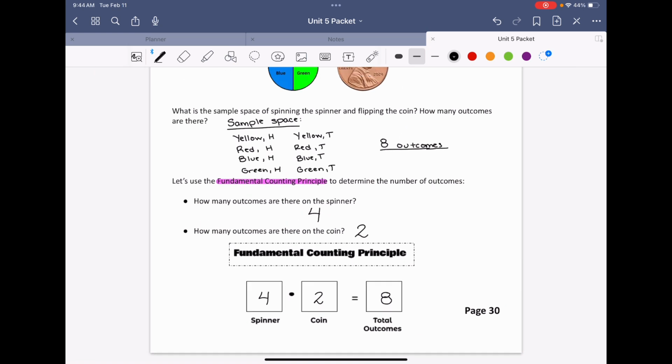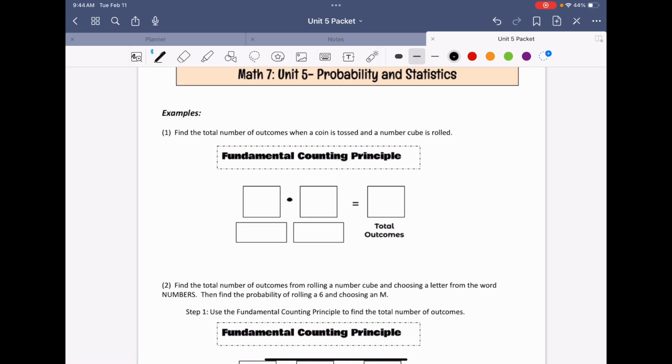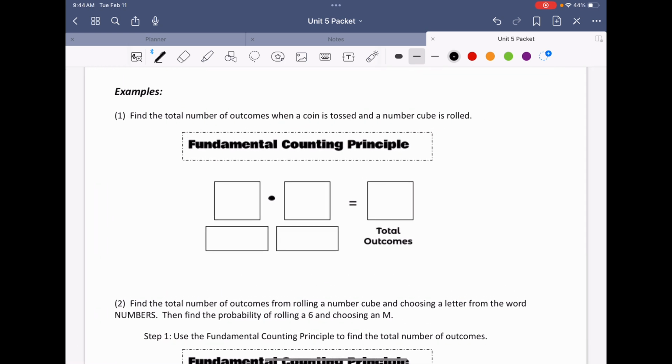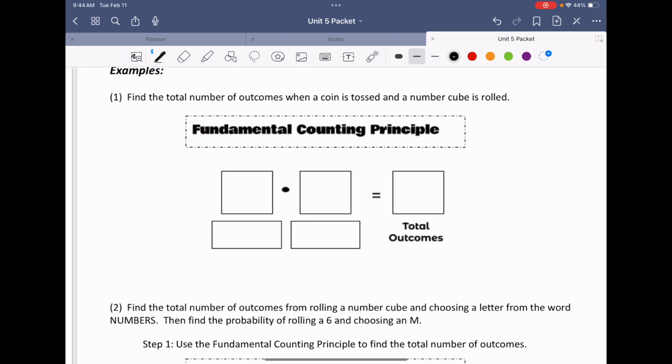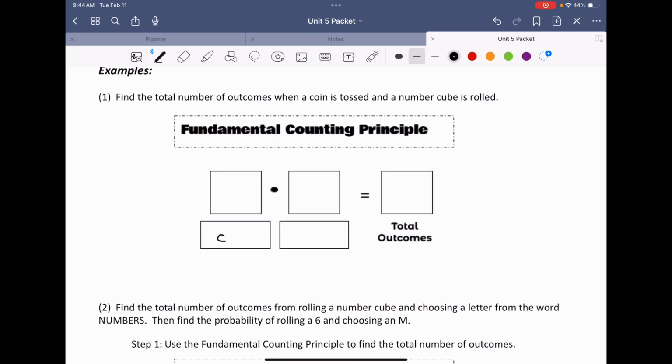So let's go to the next page and practice this. So it says, find the total number of outcomes when a coin is tossed and a number cube is rolled. So we need the total outcomes for the coin and the cube. In a coin, we've got heads or tails, so 2 outcomes. A cube, 1, 2, 3, 4, 5, or 6, so total of 6, so 2 times 6, 12.